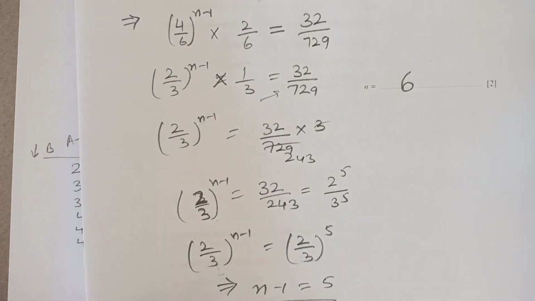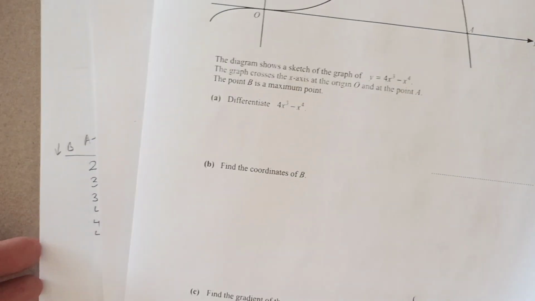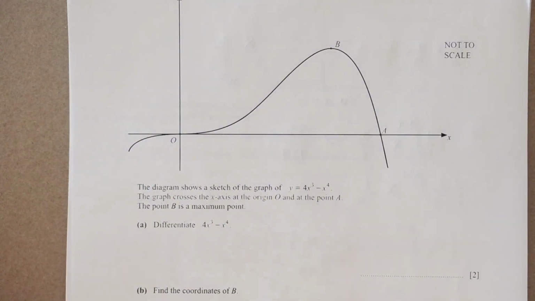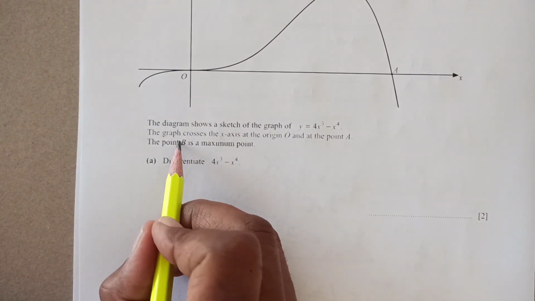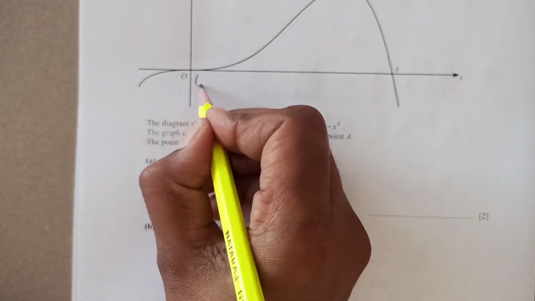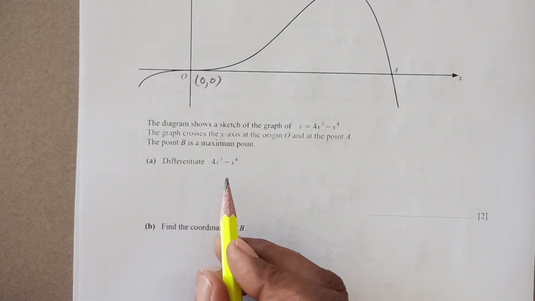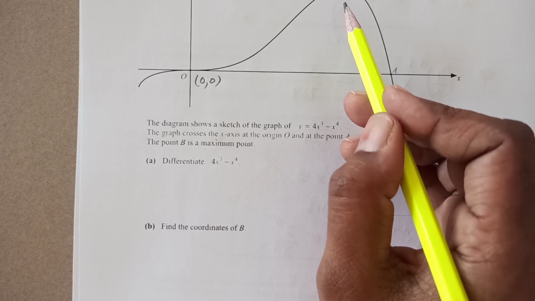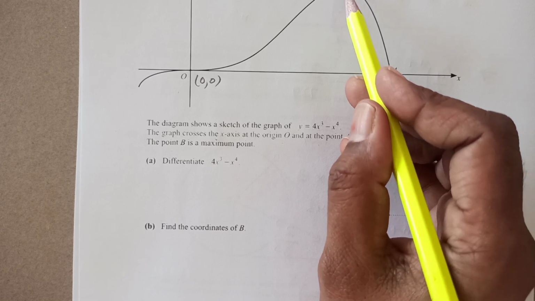Now let's move to the next question. Number 9, we have a question on differentiation. The diagram shows a sketch of the graph of y equals 4x cubed minus x to the 4. The graph crosses the x-axis at the origin O and point A. At O the coordinates are 0, 0. Point B is the maximum point.